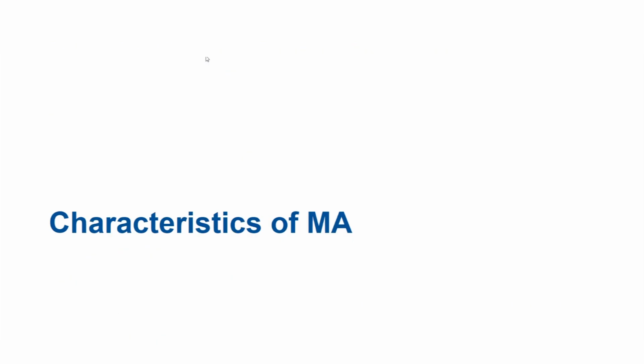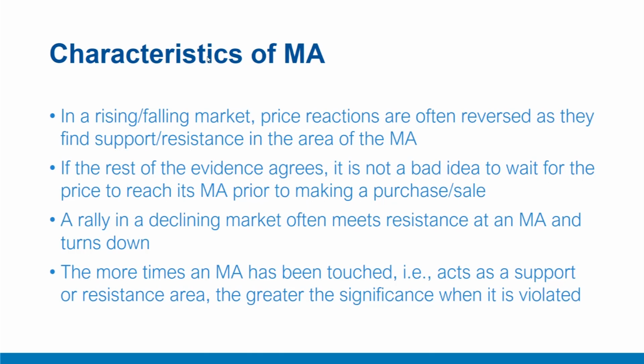Characteristics of moving average. In this video, we'll discuss some basic characteristics of a moving average plot. An MA or moving average is a smooth version of a trend, and the average itself is an area of dynamic support and resistance. In a rising market, price reactions are often reversed as they find support in the area of the MA. If the rest of the evidence agrees, it is not a bad idea to wait for the price to reach its MA prior to making a purchase.